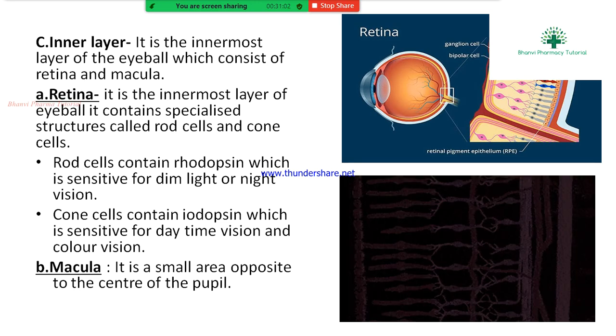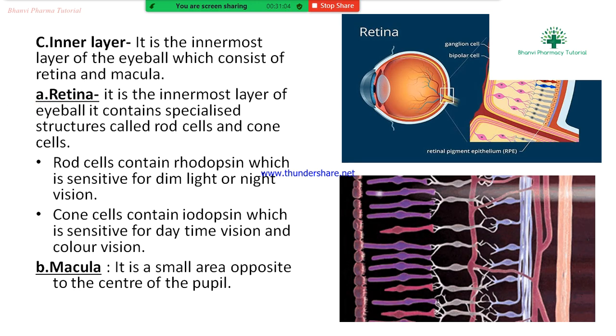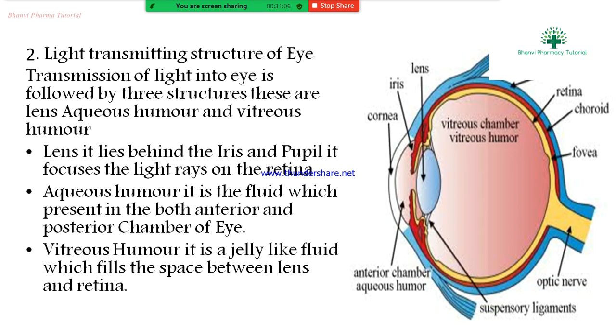Okay, that is the macula. Next, the second one is the light transmitting structure of the eye. It means how light is transported to the eye to make an image and electrochemical signals.